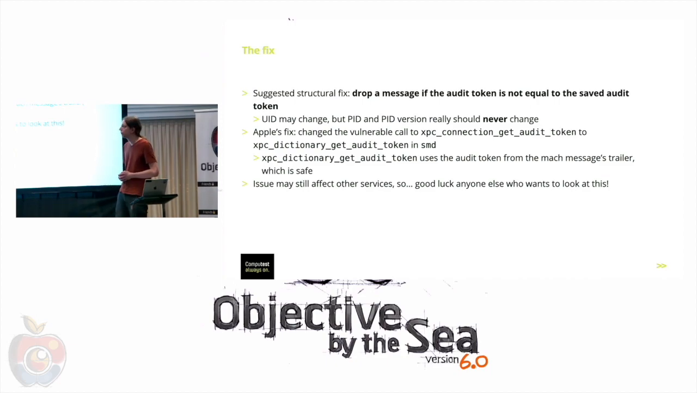But yeah, as I feared, Apple only fixed the one instance of it in SMD. They did this by replacing the call to XPC connection get audit token with XPC dictionary get audit token. What this does is copy the audit token from the received Mach message instead of the connection object, which means it's not vulnerable to this attack. But as I said, it may still affect other services. If you want to spend some time on this, I really did not go through everything because it was just too many conditions to look for, but if you think there might be something, then I highly recommend looking into this.